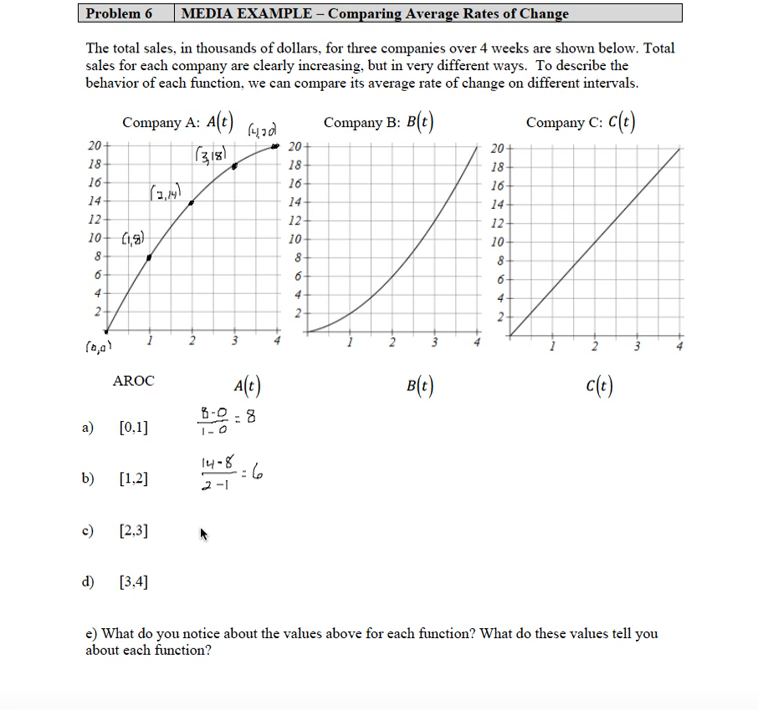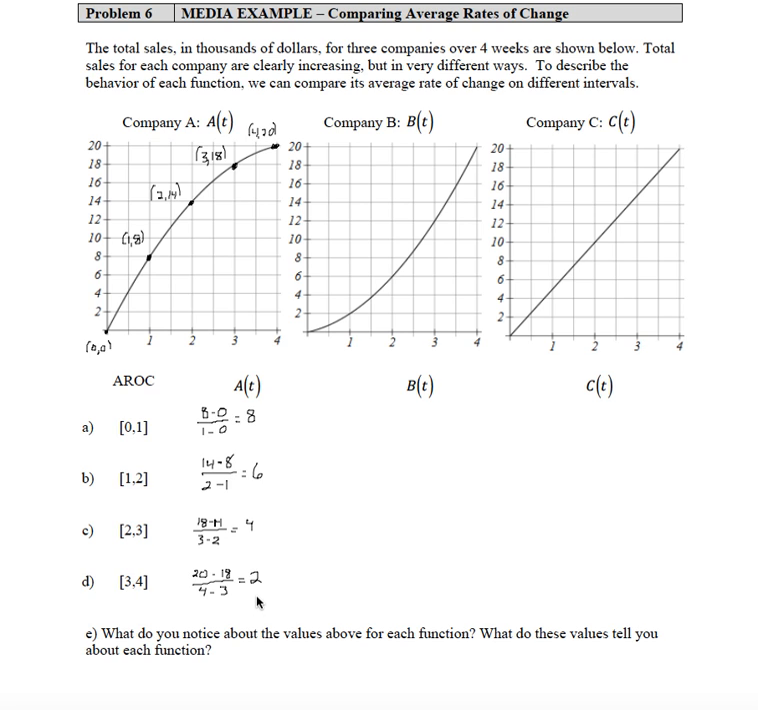On the interval from 2 to 3, output of 18 minus 14 over 3 minus 2 equals 4. On the interval from 3 to 4, output is 20 minus 18 over 4 minus 3, and that gives us a result of 2.